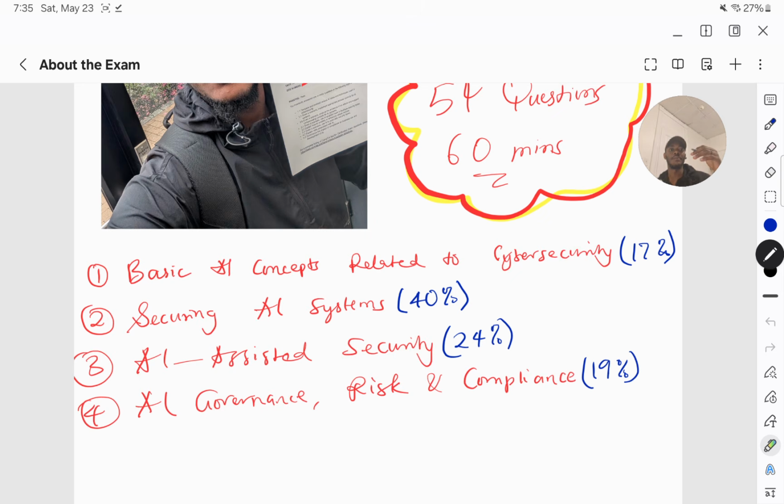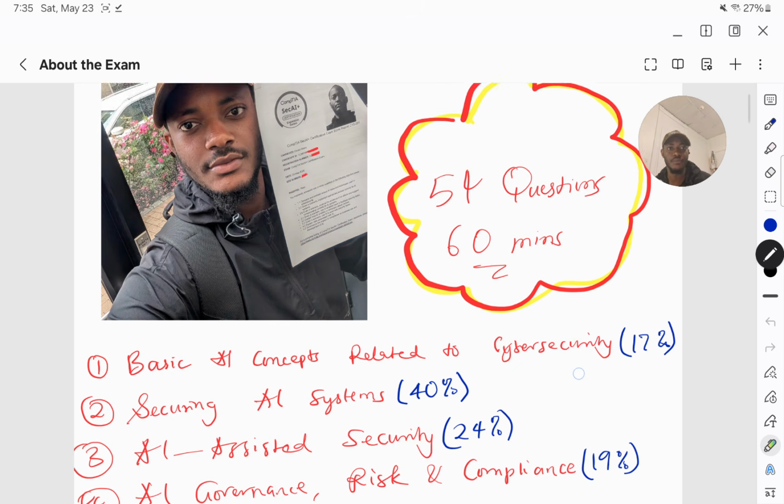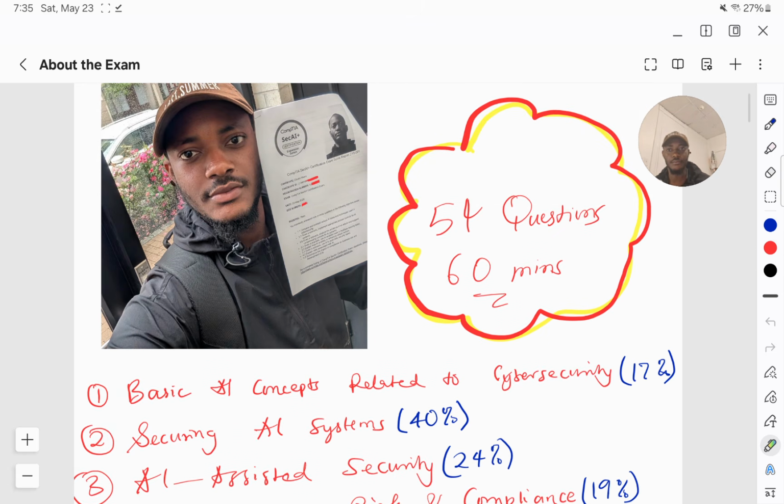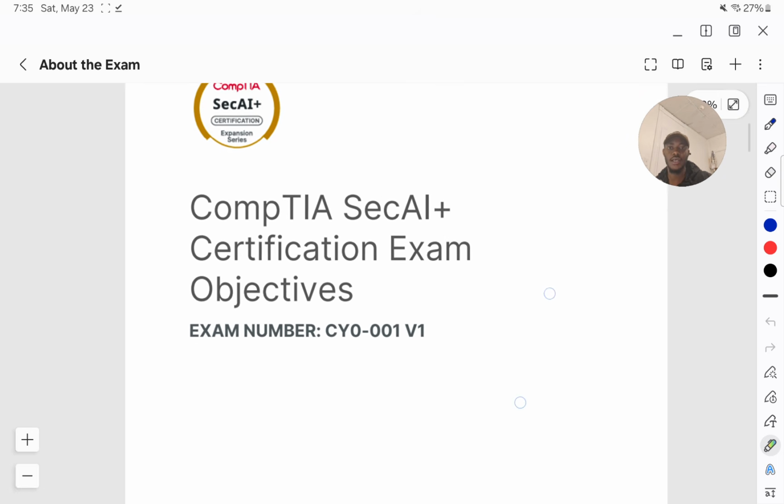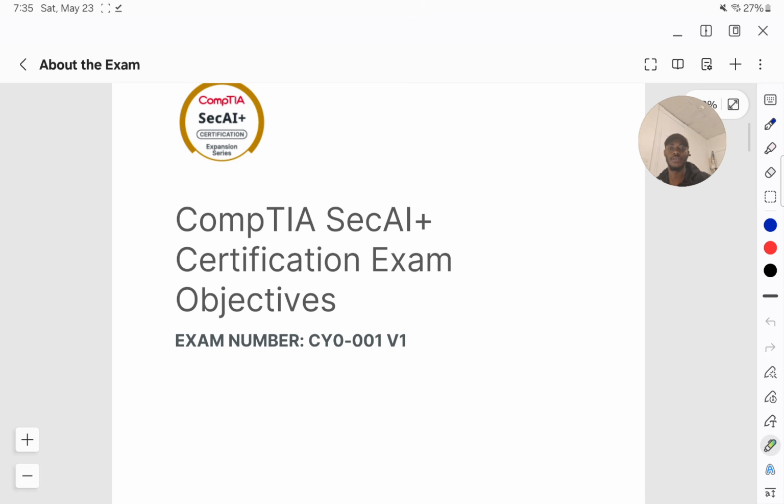So I'm essentially going to be sharing my little knowledge in this domain and also sharing the foundational classes and the exam prep classes that can help anyone who wants to get the CompTIA security certificate or knowledge. So this is what the CompTIA SecAI exam objective covers.